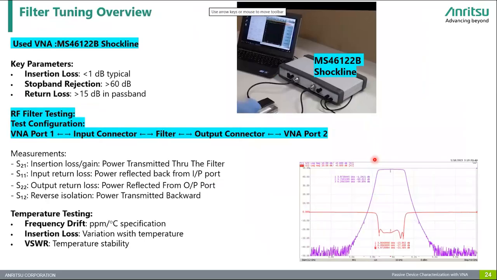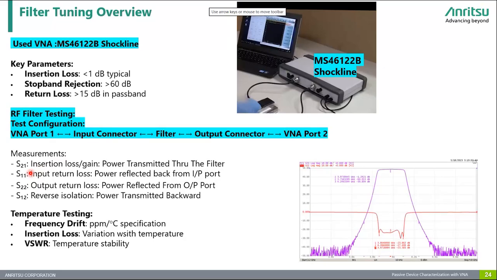We will come to filter tuning with the VNA. This slide focuses on the characterization of RF filters using a vector network analyzer, specifically the MS46122B ShockLine series. Let's begin with the test configuration. In this setup, VNA port 1 connects to the input of the filter, and the output of the filter will connect to VNA port 2, and this allows us to measure all 4 key S parameters at a single time.